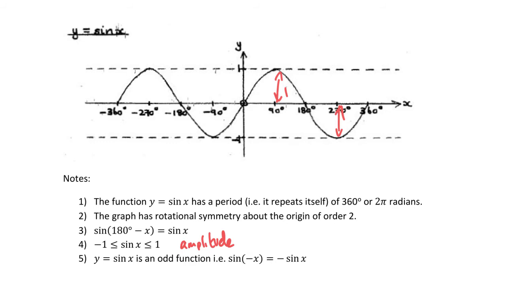And y equals sine x is an odd function. If you think back to function notes, the sine of minus x is equal to the minus sine of x. So that's the definition of an odd function, is one where the f of minus x is equal to the minus f of x. And what that really means is if we were to apply this reflection, which is the one about the y-axis, it's the same as the reflection about the x-axis.